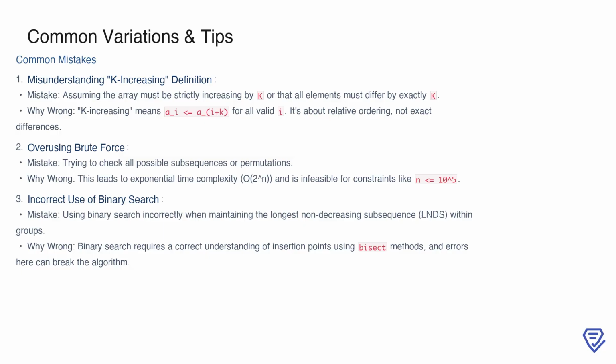Lastly, errors with binary search are a common pitfall when implementing the longest non-decreasing subsequence within groups. You need to be precise about how you use methods like bisect_left to find insertion points. A small mistake here can compromise the entire algorithm's correctness.